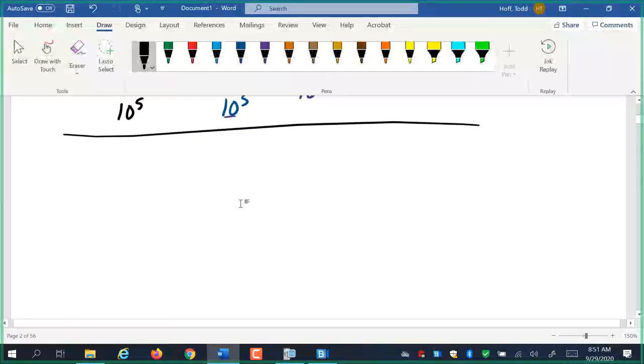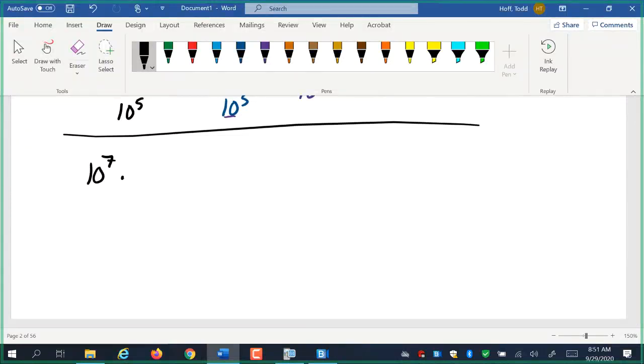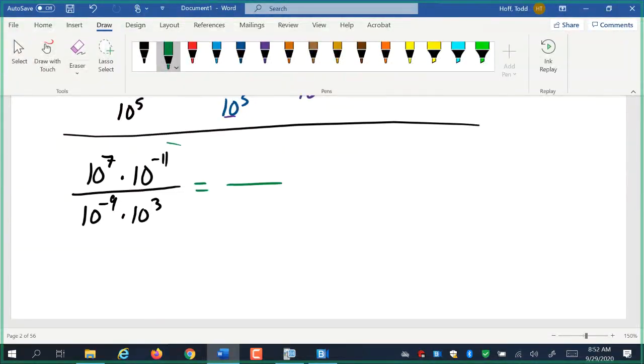We might have 10 to the seventh times 10 to the negative 11th over 10 to the negative 9th times 10 to the third. So again, we combine what's on top first. 10 to the 7th times 10 to the negative 11th. We add those powers. 7 plus negative 11 is negative 4. That's 10 to the negative 4.